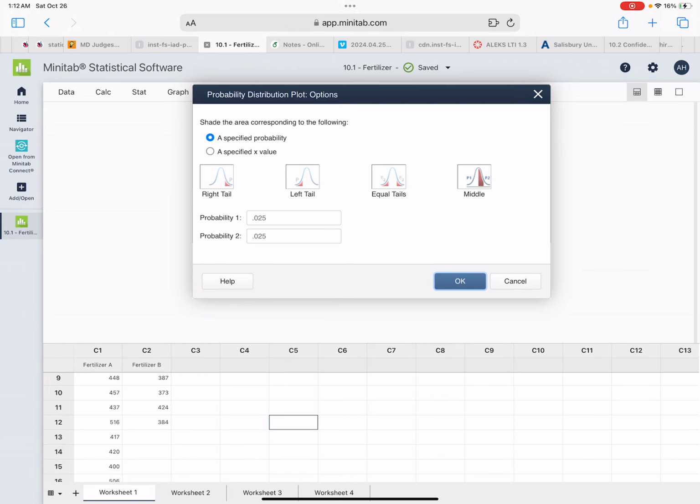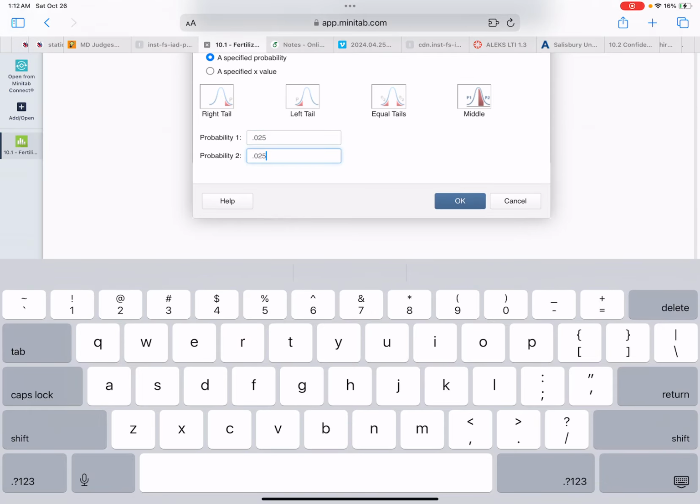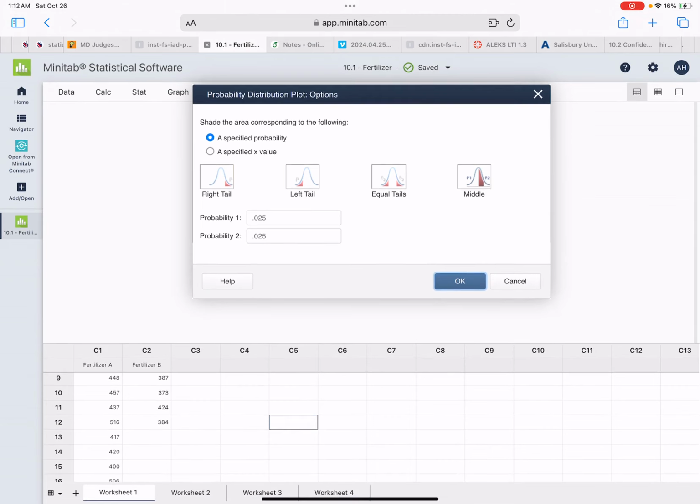We want a specified probability since they wanted a 95% confidence interval. So make sure to choose middle, and then make sure to choose the probabilities outside of 95, right? 95% in the middle means 5% elsewhere. That means 2.5% on the left, 2.5% on the right. So that's what it makes us enter in. I don't love that it does that, but that's how it makes us do it.